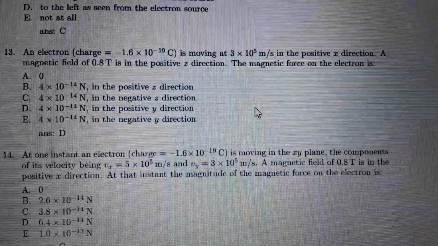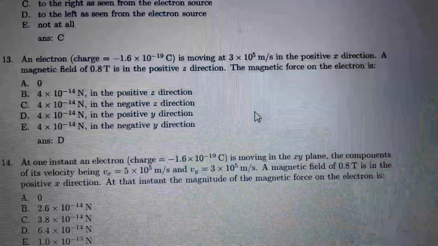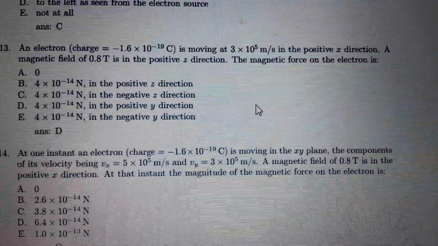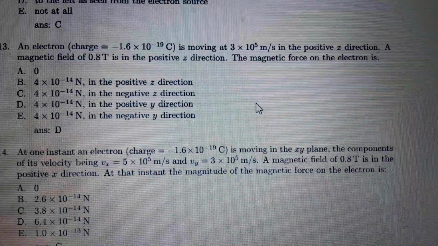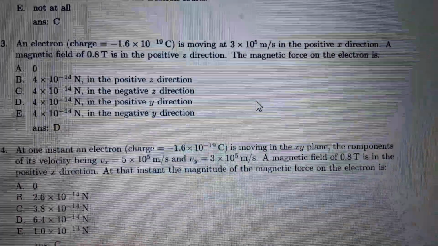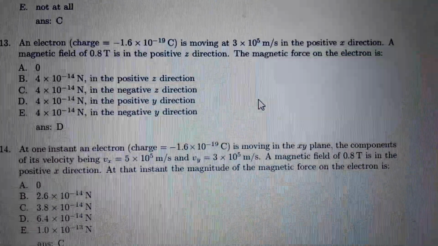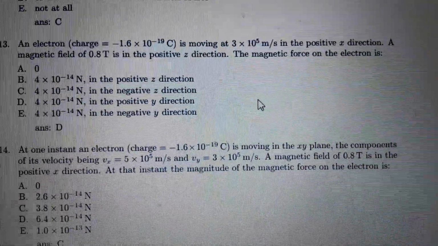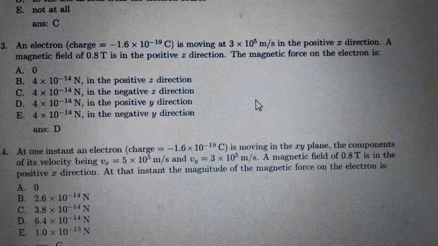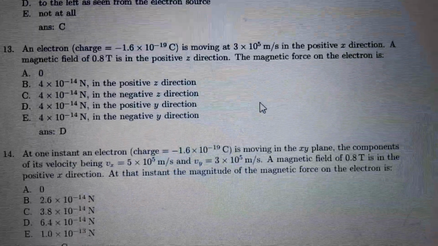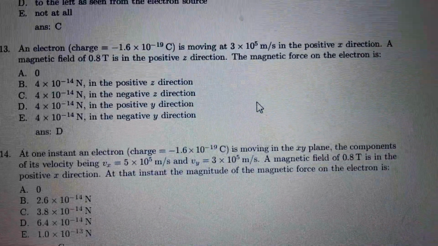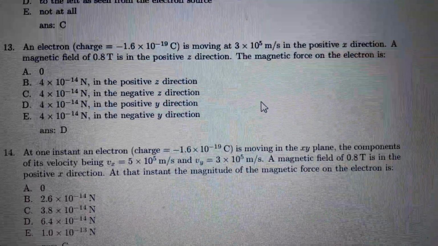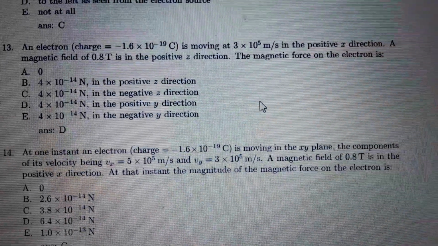An electron is moving at 3 times 10 to the power 5 meters per second in the positive x direction. A magnetic field of 0.8 Tesla is in the positive z direction. The magnetic force on the electron is 4 times 10 to the power of negative 14 newtons in the positive y direction.